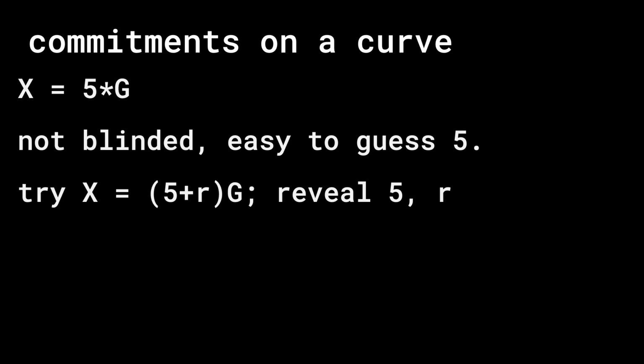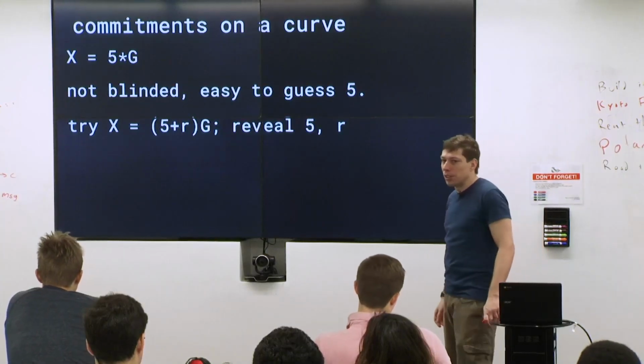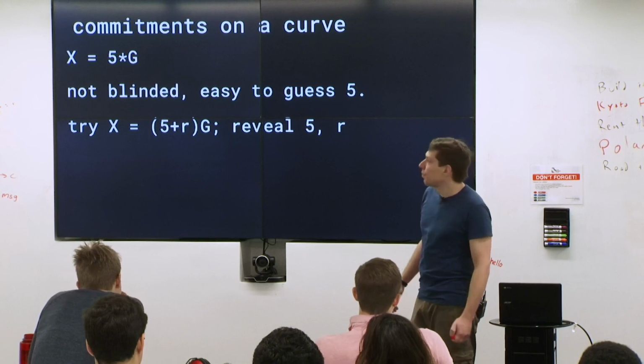So same problem as just the raw hash-based commitment, where if I want to commit to the number 5, and I just say, okay, 5 times g, and that's my point that I'm going to use for my commitment, same problem. A for loop will pretty quickly show you that it was 5.